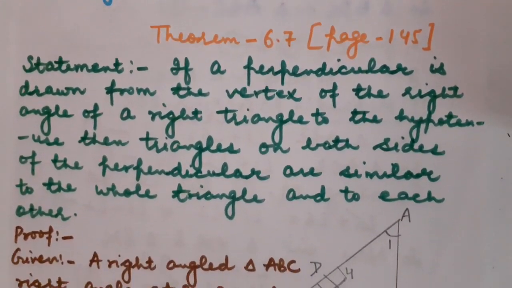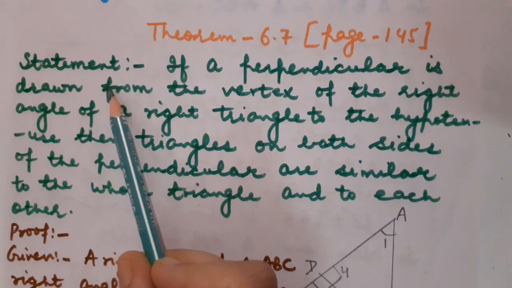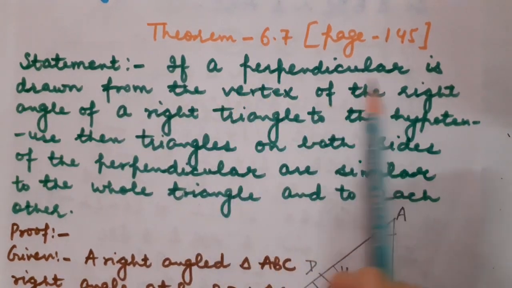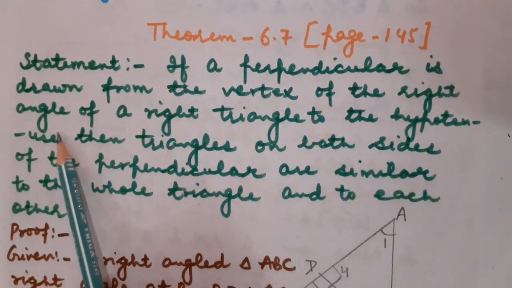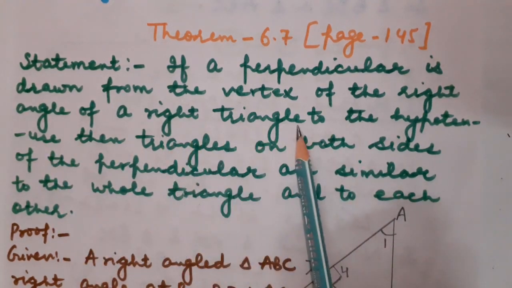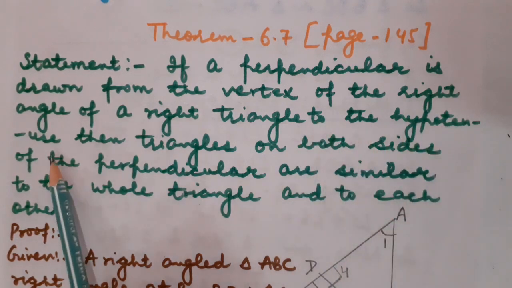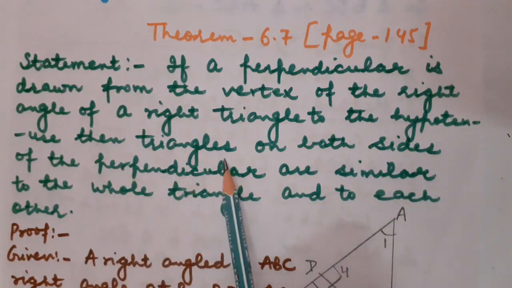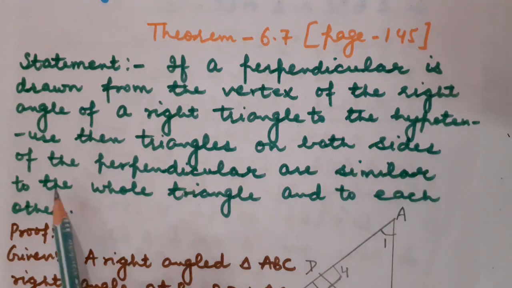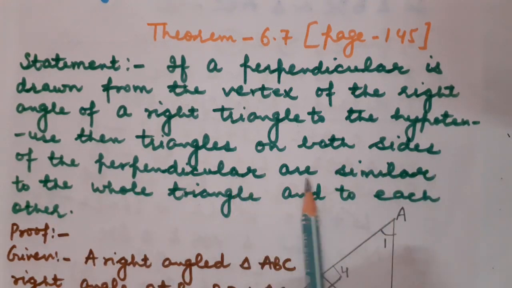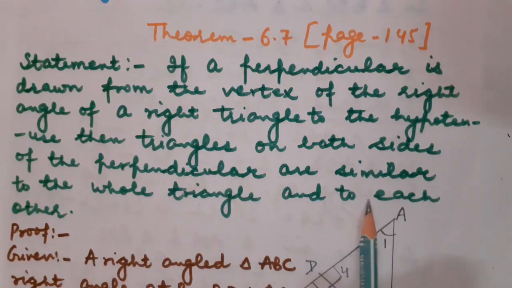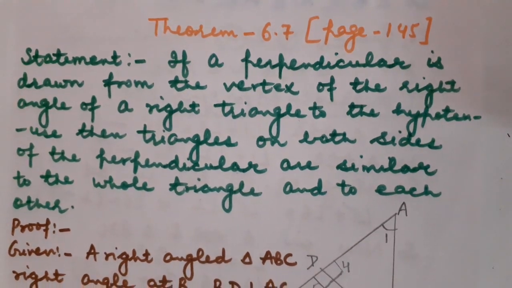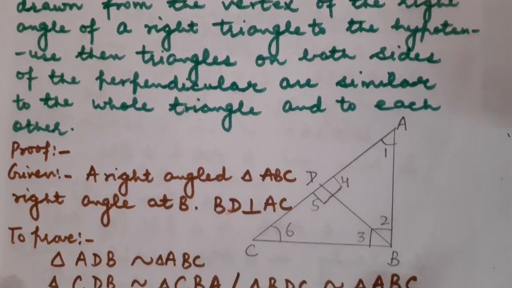What is the statement of this theorem? The statement says, if a perpendicular is drawn from the vertex of a right angled triangle to the hypotenuse, then triangles on both sides of the perpendicular are similar to the whole triangle as well as to each other. Now, I am going to explain the statement of this theorem through this diagram. Please understand.